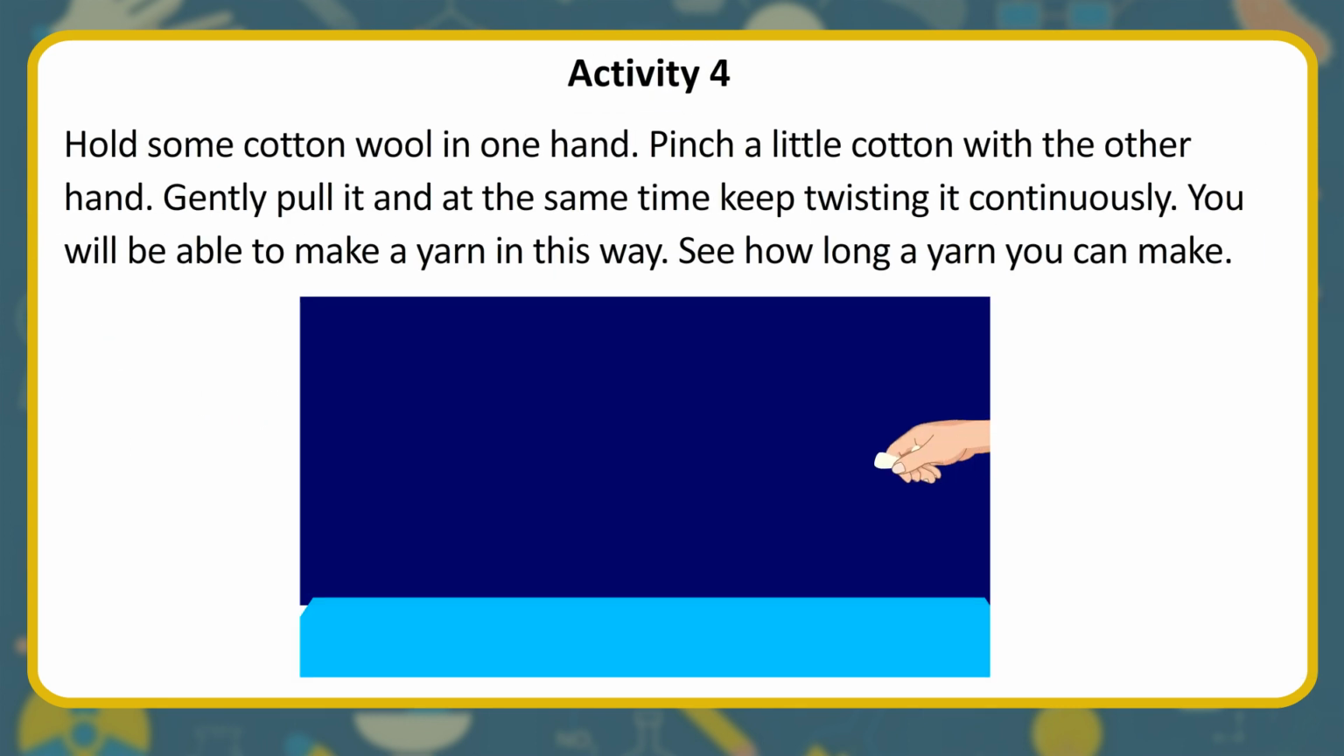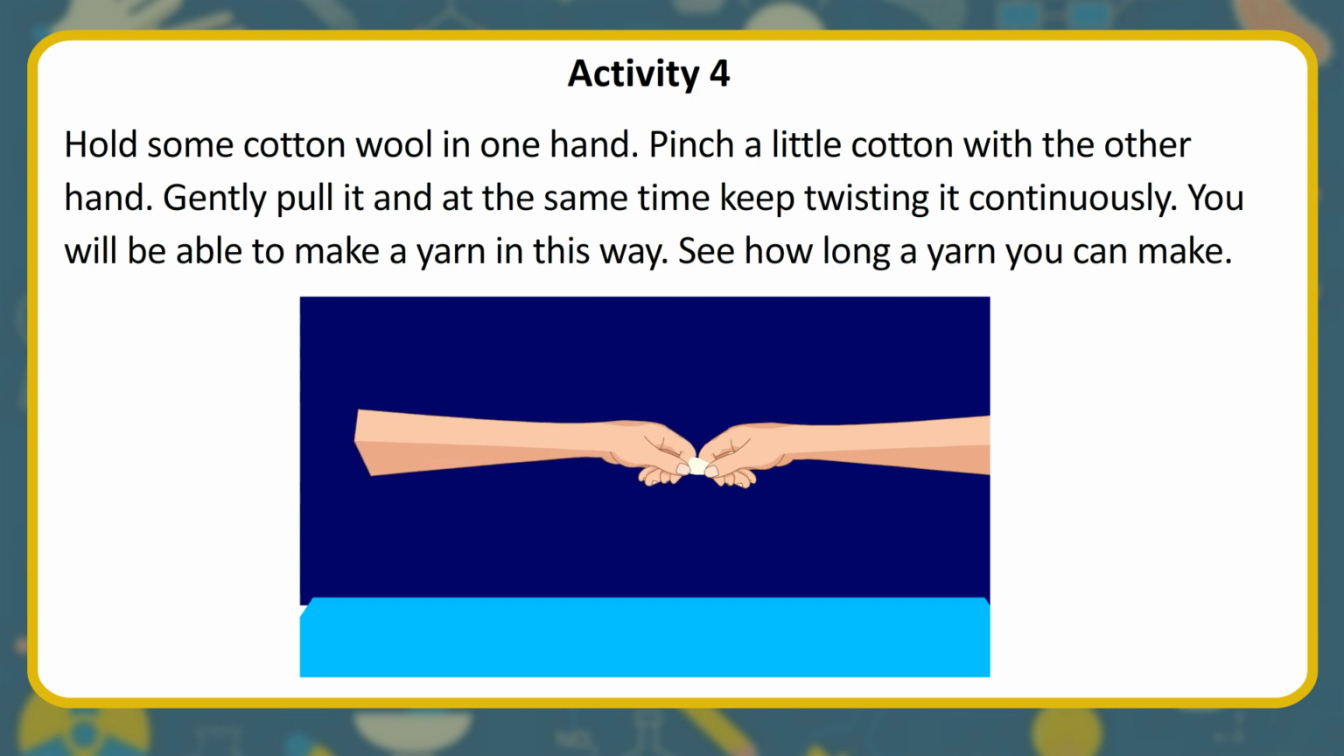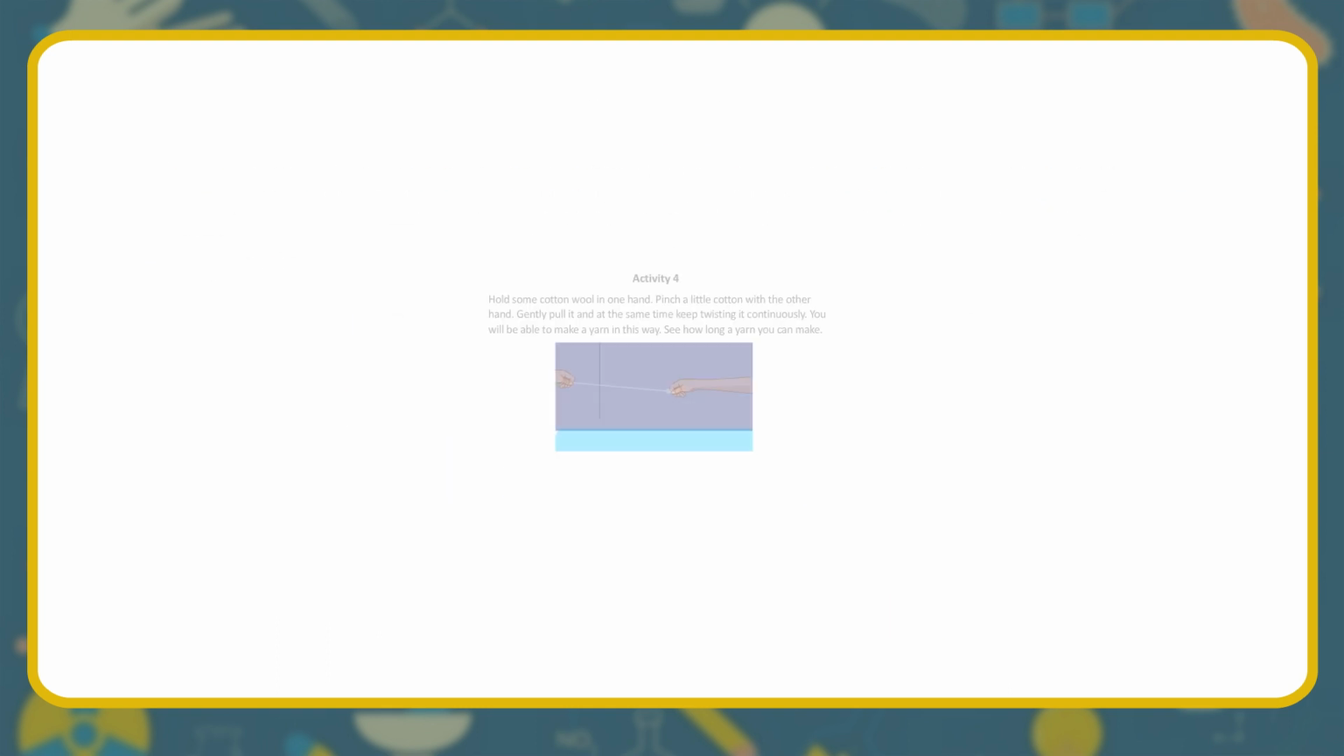Activity. Hold some cotton wool in one hand. Pinch a little cotton with the other hand. Gently pull it and at the same time keep twisting it continuously. You will be able to make a yarn in this way. See how long a yarn you can make.